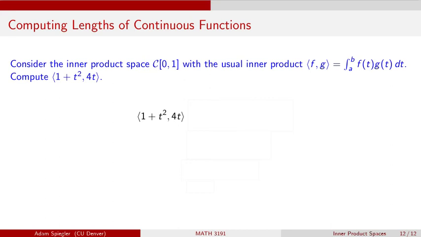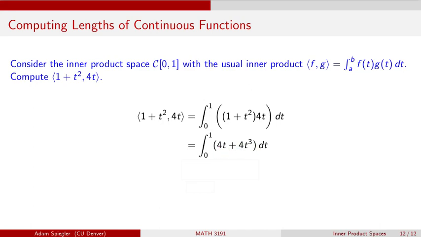So by definition, they're going to be orthogonal if the inner product of 1 plus t squared with 4t is equal to 0. So here we define this inner product as saying we're going to take the product of 1 plus t squared and 4t and then integrate that from 0 to 1. So let's just distribute terms first of all. So this is equal to 4t plus 4t cubed.